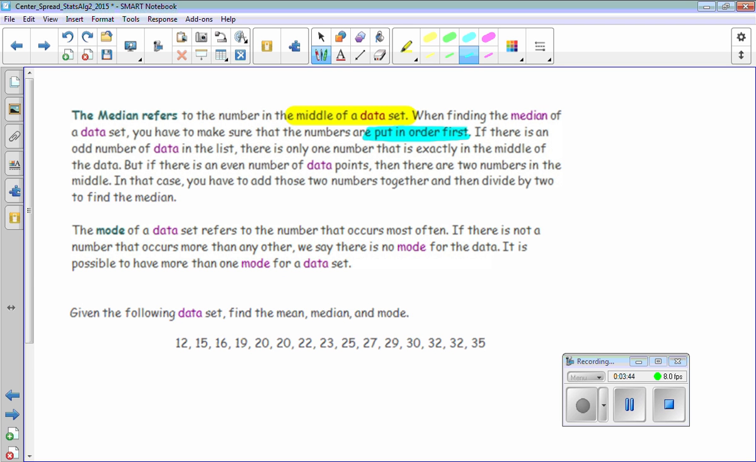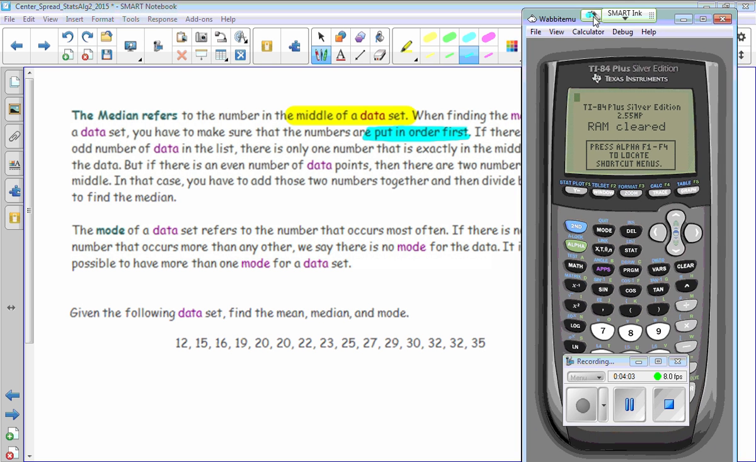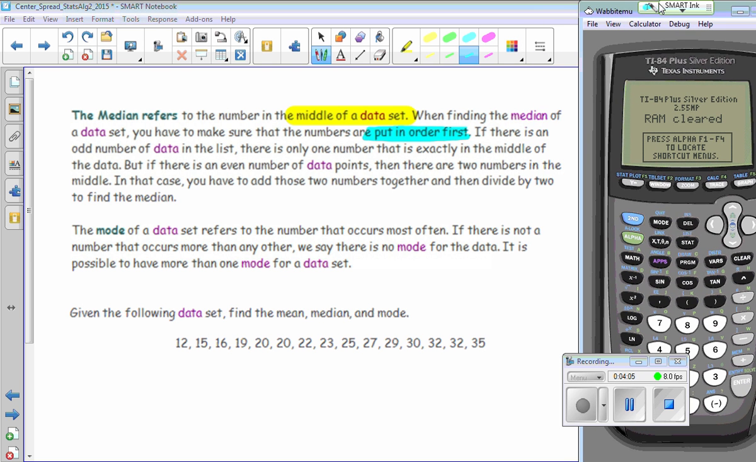And I'm going to show you on your calculator, it will do it for you. It'll sort the values automatically. So if you have a big list, or you don't want to take the time to sort them yourself, the calculator will do it. So the mode of the data set is something that occurs most often. Okay? We can say that if there is no number that occurs most often, it has no mode.